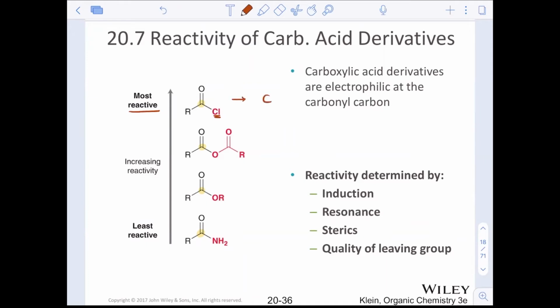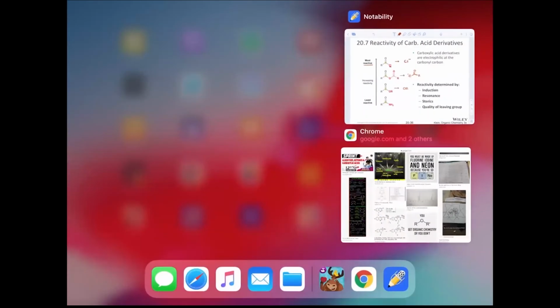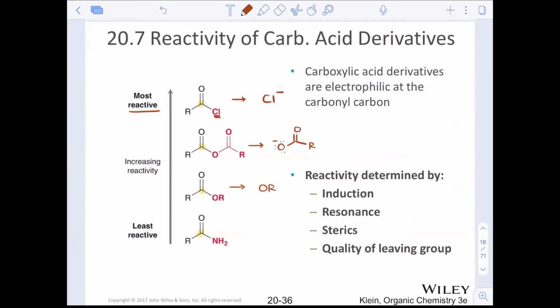I just kind of want to draw the leaving groups that we're talking about. When that chlorine leaves, it leaves a Cl minus. That is a very stable anion for reasons that we know from before, like ARIO from way back in chapter 3. When the acid anhydride gets attacked and substituted, the leaving group is a carboxylate ion. And we know that is stabilized by resonance. When the ester gets attacked, the leaving group is an oxygen with a minus charge.